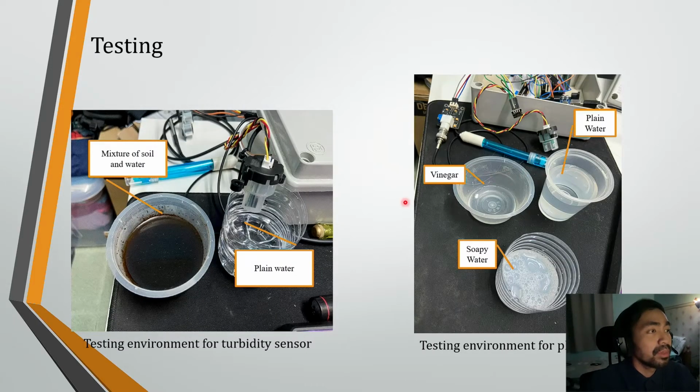This is the testing environment setup. This is for the turbidity sensor. I'm using a mixture of soil and water for the turbidity sensor, and plain water to compare the reading. This is the testing environment for the pH sensor. For this situation, I use 3 types of liquid solution, which are vinegar, plain water, and soapy water.